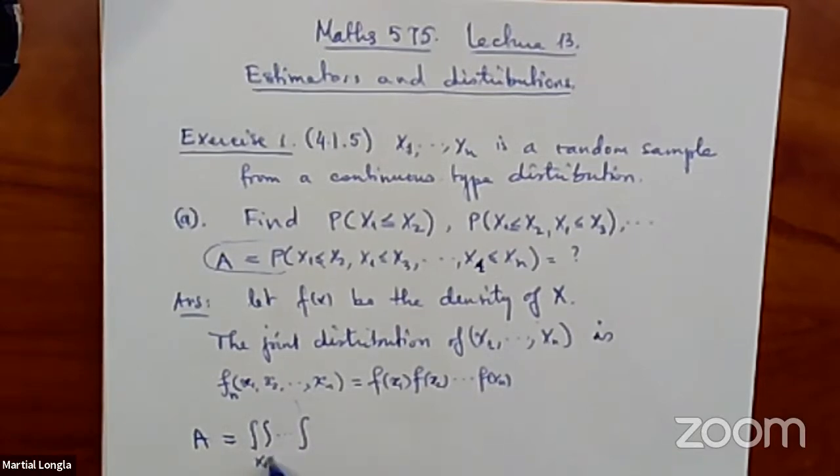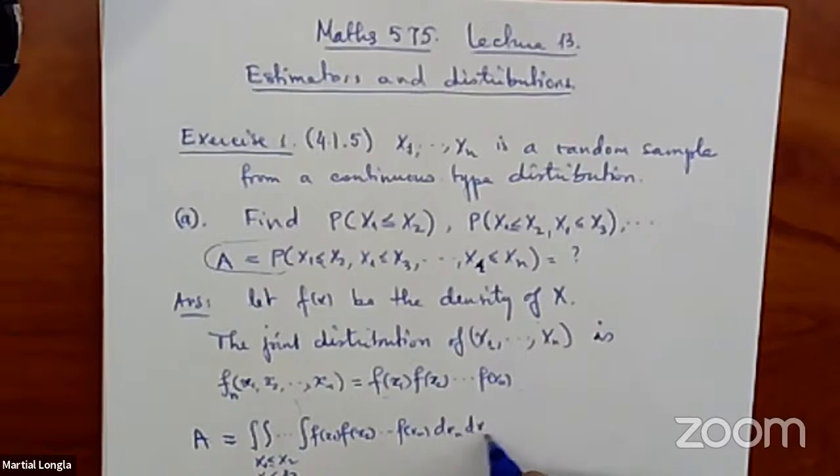Over x1, this thing x2, x1 less than x3, all the way down to x1 less than xn of that function, f of x1, f of x2, f of xn, dxn, dxn minus 1, down to dx2, dx1. How do I compute this integral?